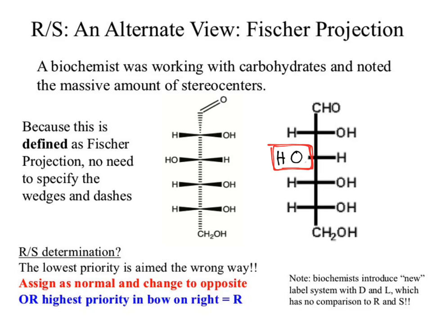Lower right-hand corner, we get a little note here. There is a new labeling system that you'll see in biochemistry, referencing capital D and capital L. Capital D for dextro, capital L for levo. Levo is representing left, dextro, right. So you might say, well, why aren't those R and S? Because it's an entirely different nomenclature system that has nothing to do with R and S.